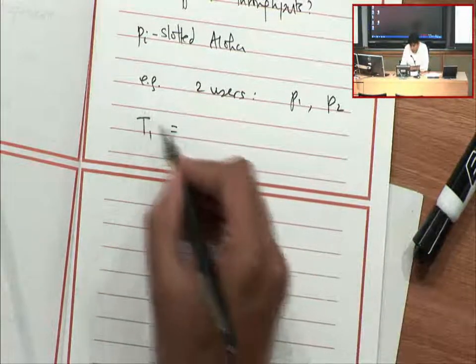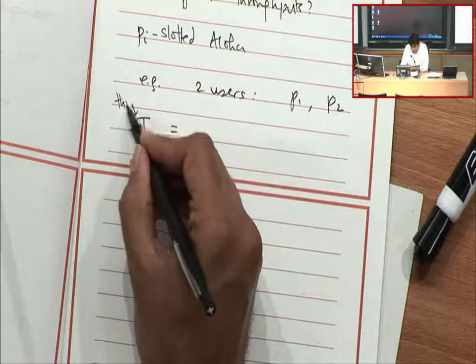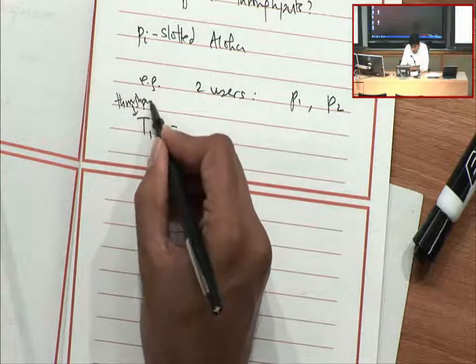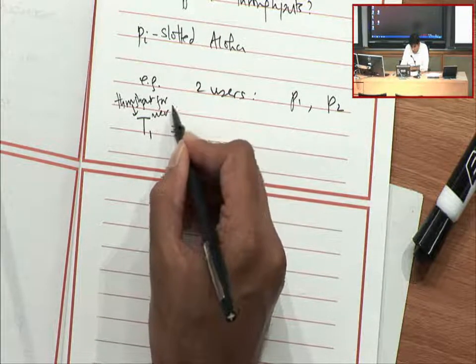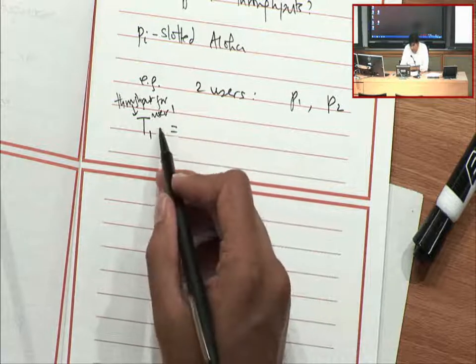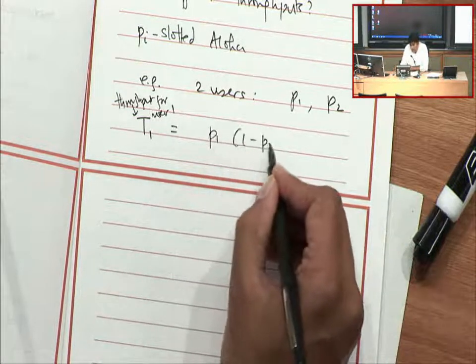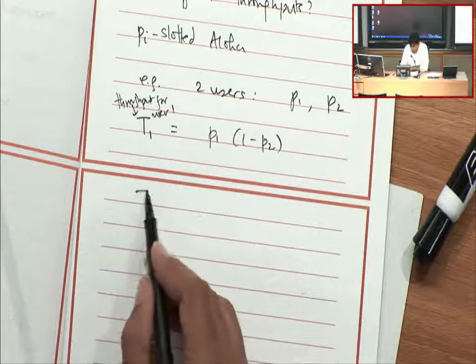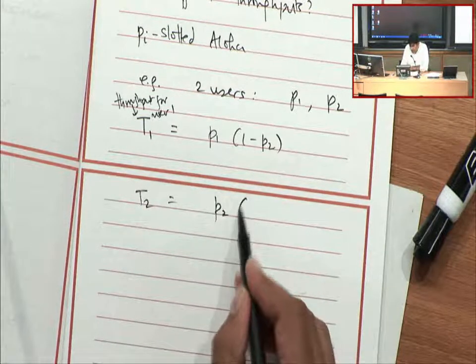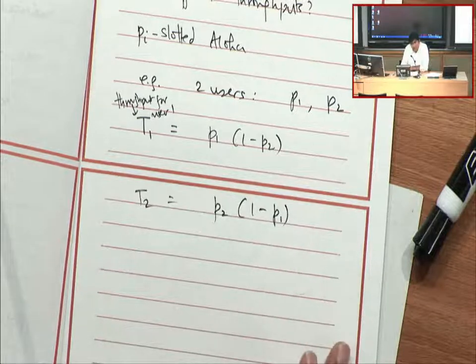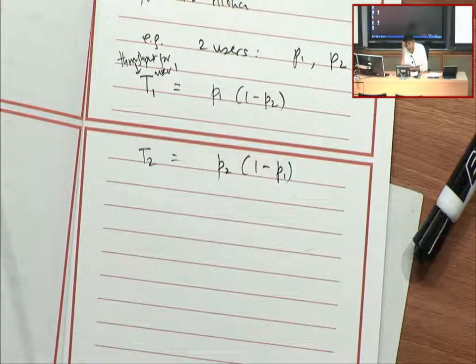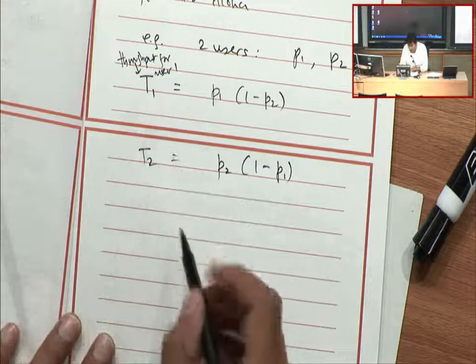So the throughput for the first user would be the probability that it sent and the other one did not. So it'll be just P1 times 1 minus P2. And the throughput for the second user would be the probability that it sent and the first one did not, which is this one.